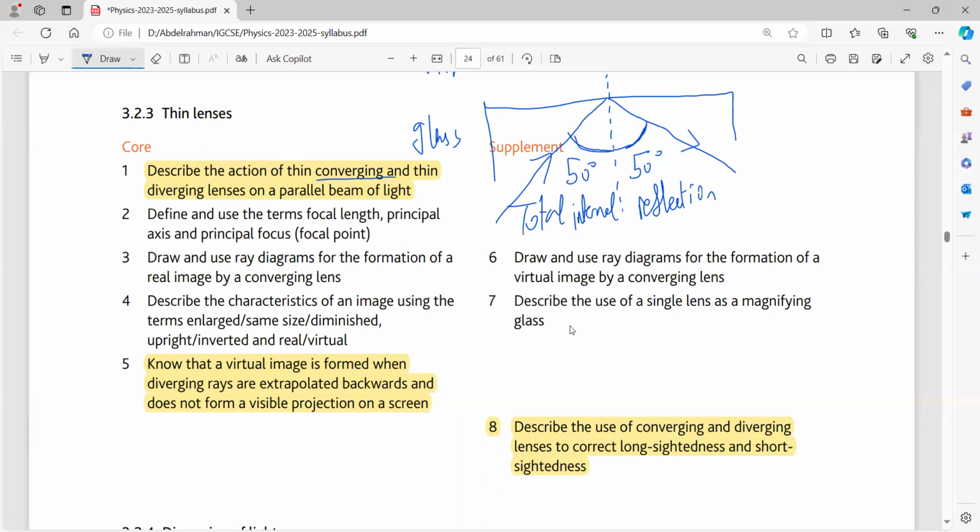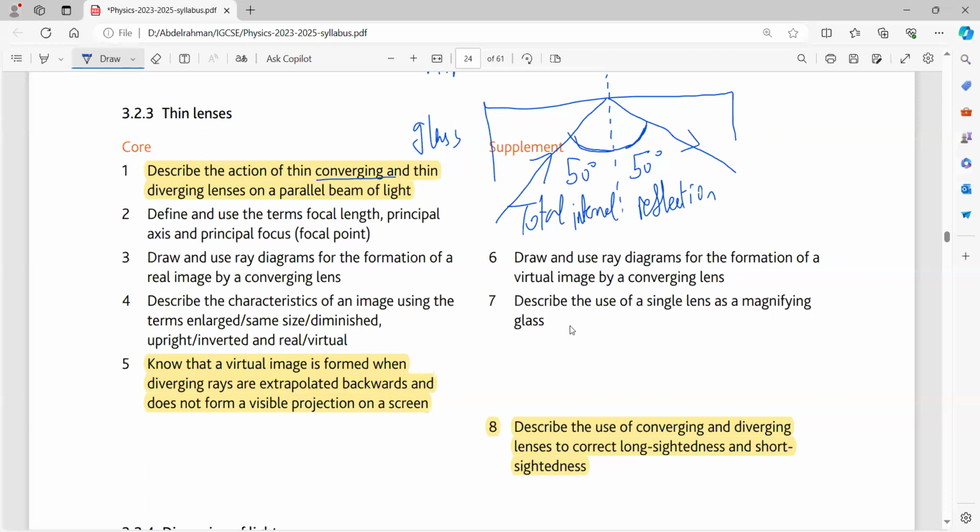A new type of lens has been added to the syllabus. It's called a diverging lens. This is a new type of lens. Do we have any questions regarding this diverging lens? No. Are we required to know a lot about it? No, we're not required to know a lot about it, but we can just know very simply what a diverging lens is. We'll discuss it right now.